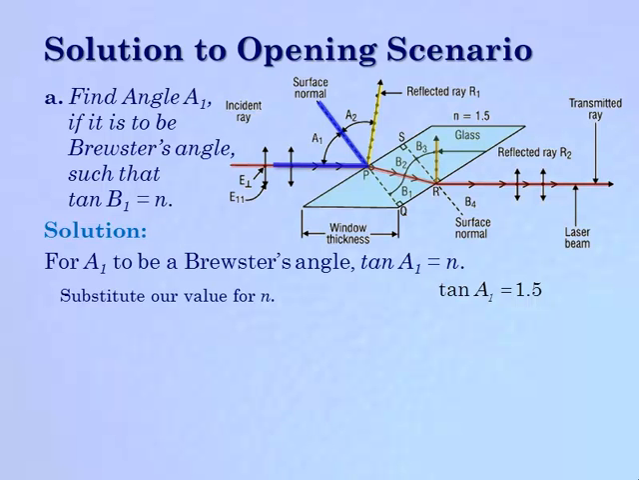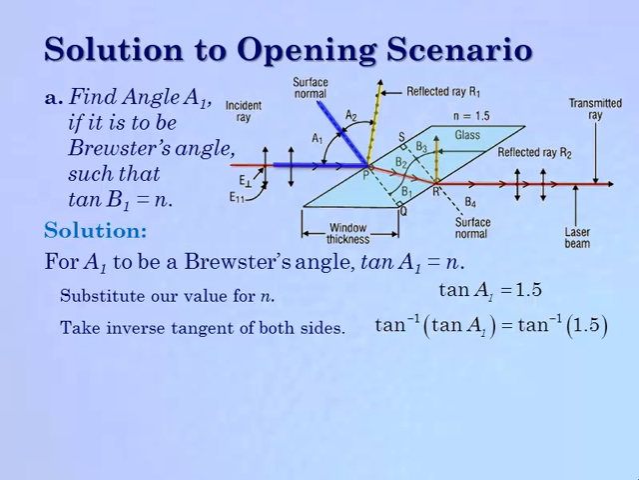For angle A1 to be a Brewster's angle, the tangent of A1 is going to have to equal n, 1.5. Now, you may not have encountered the tangent function before, but we'll look at that in the next module, but you can still use it on your calculator. The tangent of A1 is equal to 1.5, so if we take the inverse tangent of both sides, that'll give us A1. The inverse function of the tangent function will give us A1.